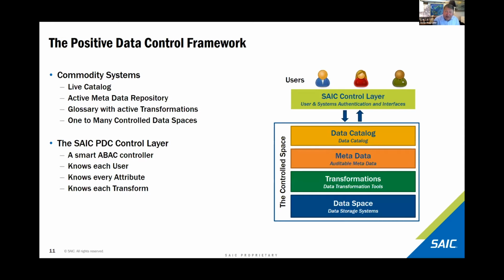So we're going to talk about positive data control. And what positive data control does is it employs a framework of commodity systems that we're all becoming familiar with or are familiar with. So cataloging and active metadata for all of the data in the company, in the organization. We need to understand a glossary and all of the active transformations that are described in the company's analytics. So we think about things like profit. It turns out profit might have 20 or 30 different definitions.